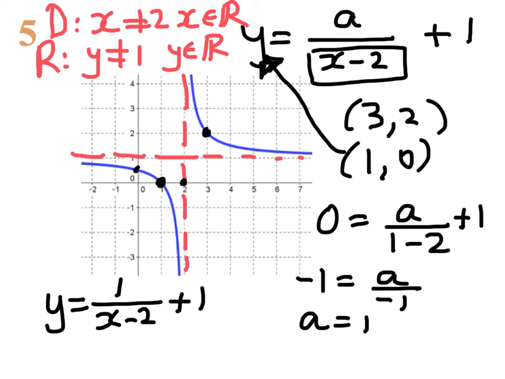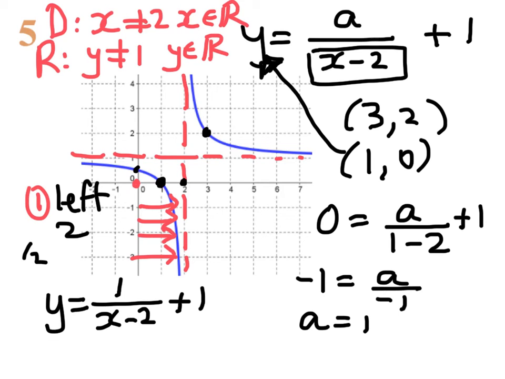Now, what about the transformations that got us here from the basic form? Well, the shape of the hyperbola hasn't changed. So the first thing that happened is that I moved everything left by 2 units. So it was translated left 2, and then it was translated up 1. Okay, so that's what's going on with that one. 2 translations, 1 left and then 1 up.